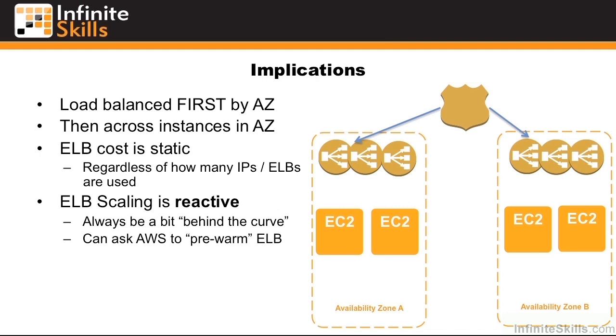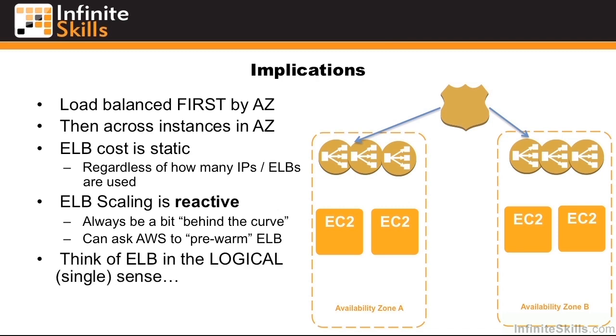If you know, however, that you're going to have, let's say, a big email drop on a certain day at a certain time, you can call Amazon up and ask them to pre-warm the ELBs for the amount of traffic you expect to receive. Always think of ELBs in the logical sense of a single ELB balancing across many EC2 instances.